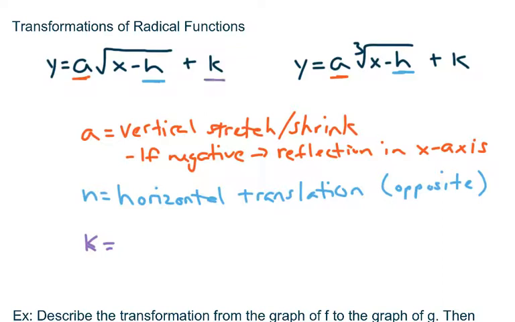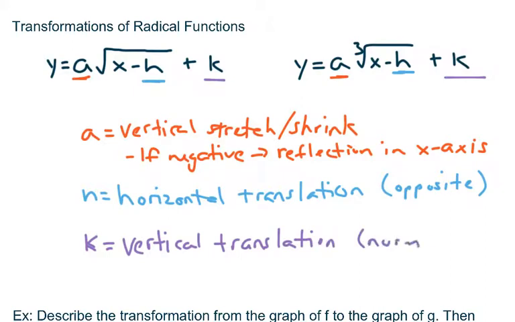And then your k values, the numbers on the end, that is your vertical translation. Just like with the quadratic functions from chapter 3, the number on the end tells you how far up or down to slide the thing. And the directions here are normal. Okay, there's no funkiness with it. Plus means up, minus means down.